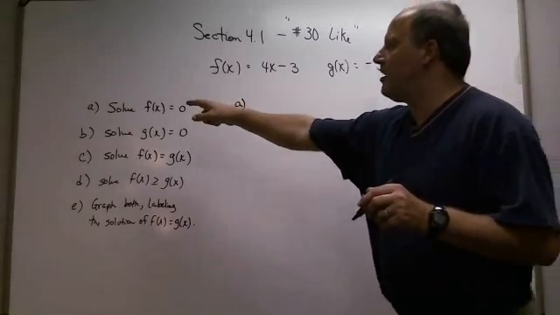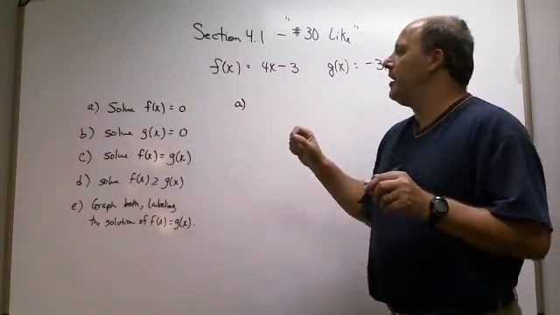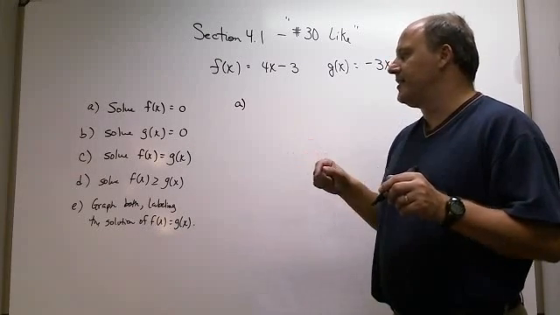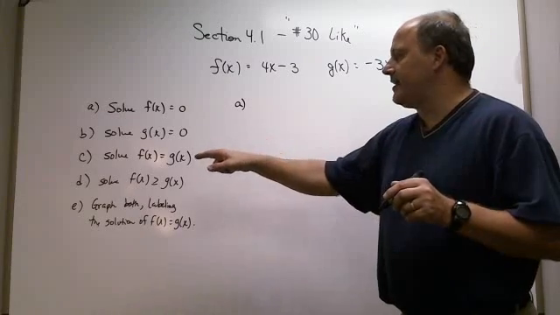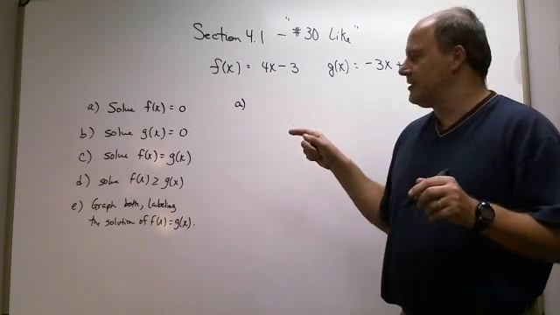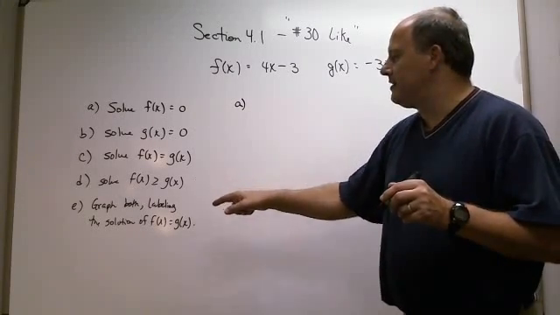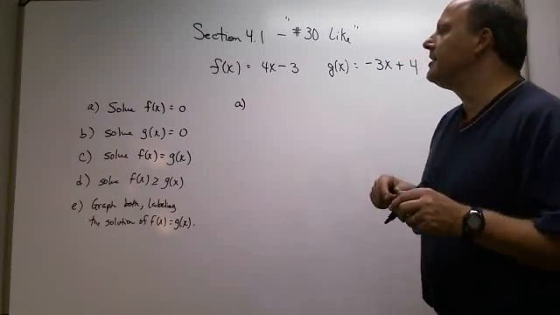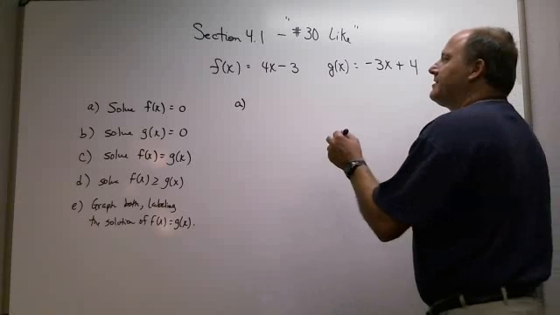Solve f of x equals 0, solve g of x equals 0, solve the equation f of x equals g of x, solve for when f of x is greater than g of x, and graph both, labeling the solution of f of x equals g of x. So let's take the A first. Solve for f of x equals 0.